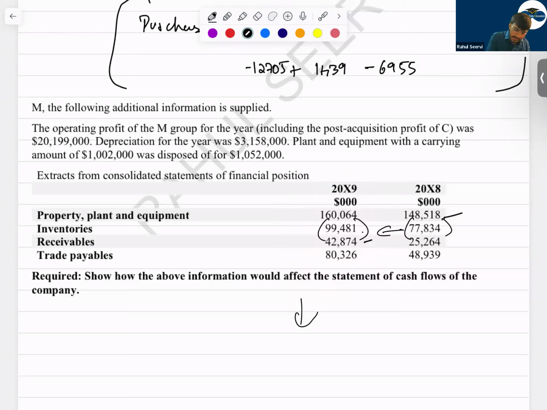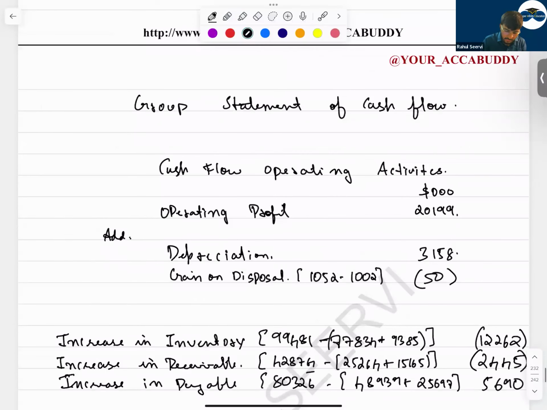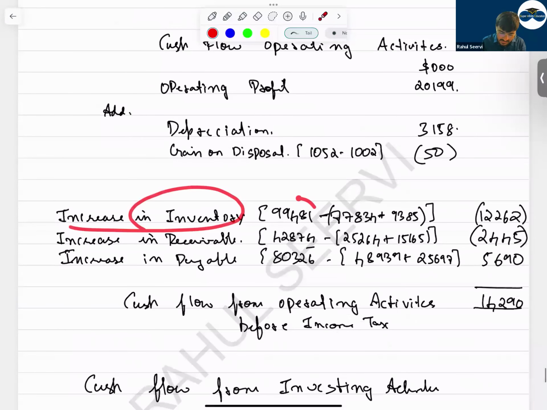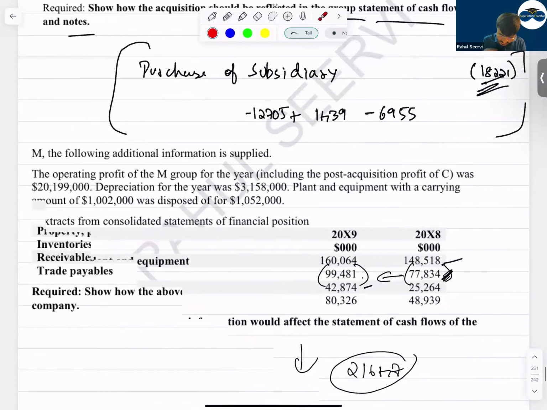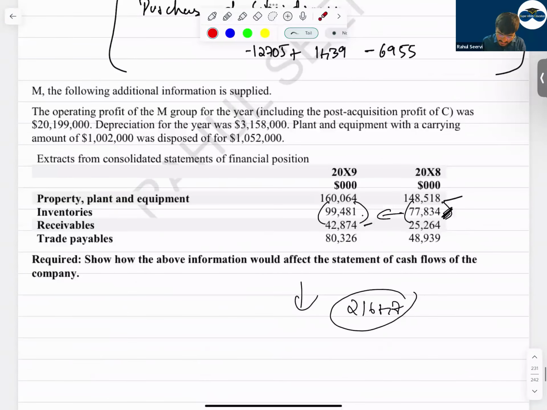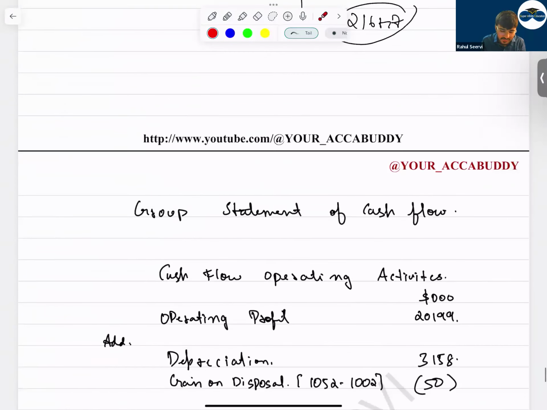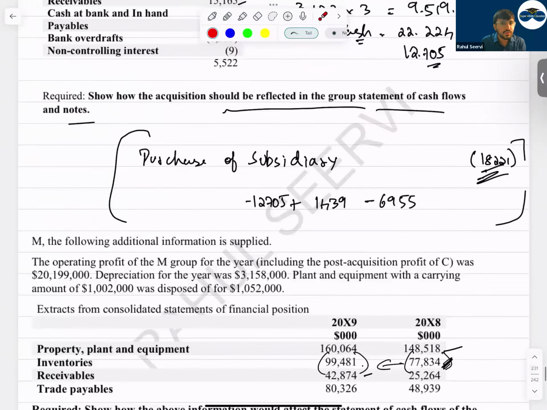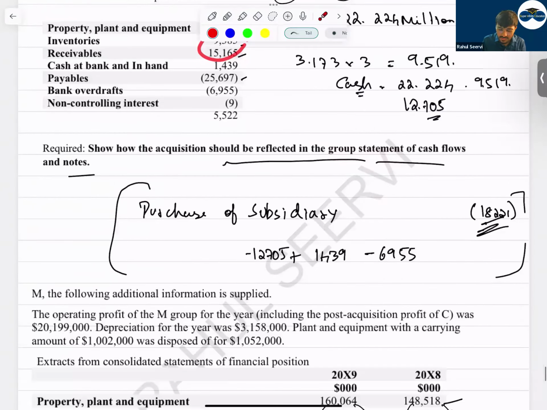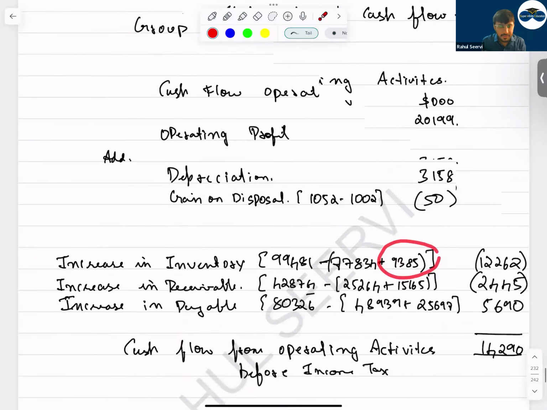How much is this? 77,834 minus 99,481, it's 21,647. But is this correct? This is wrong, because the previous year is not including the value of the inventory of the subsidiary. The comparison will not be like with like. So what should we do? Increase in inventory: the closing balance is 99,481, and the opening was 77,834, plus I will add the inventory of the subsidiary, 9,348, so that my comparison will be like with like. So the increase is only 12,000.